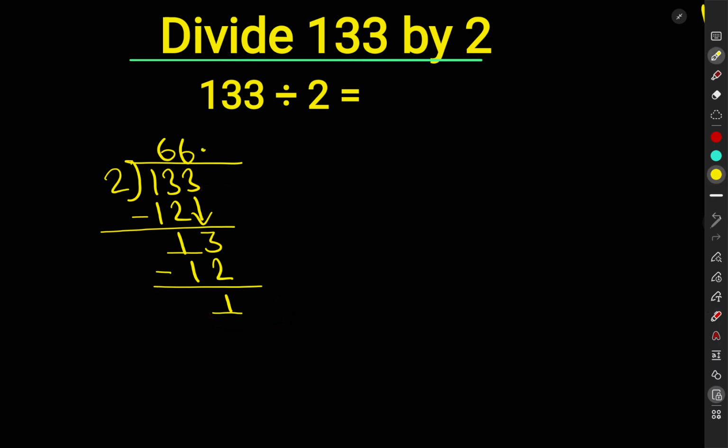So we put here a decimal so that we can take zero. So now it became 10 and 2 times 5 means 10. On subtracting we get zero. So 133 divided by 2, we got 66.5.